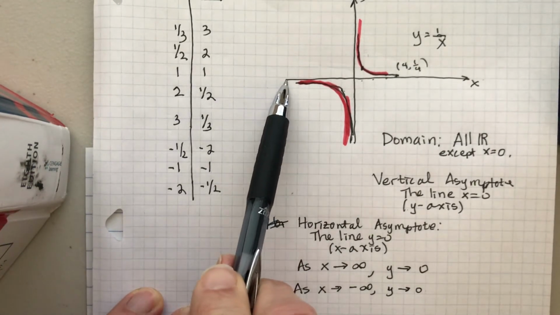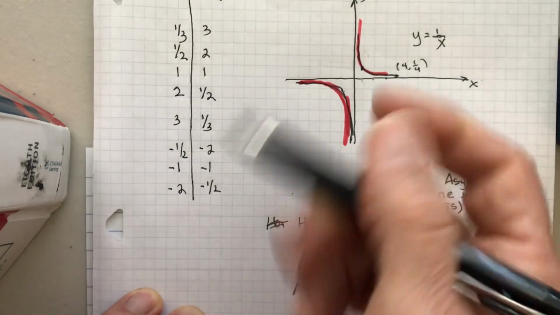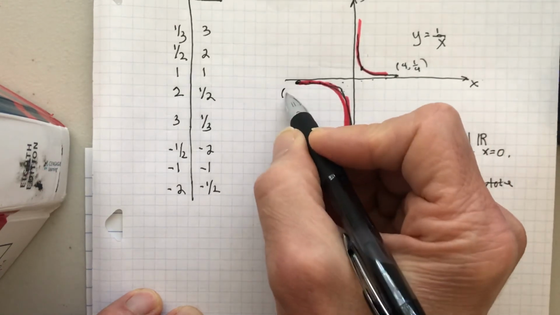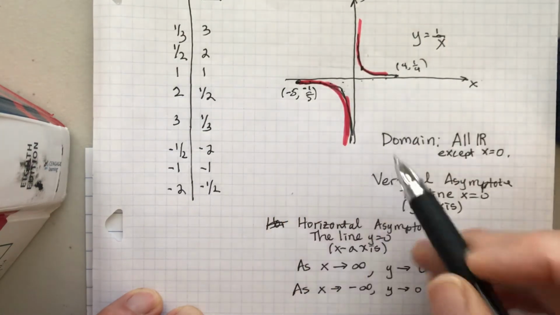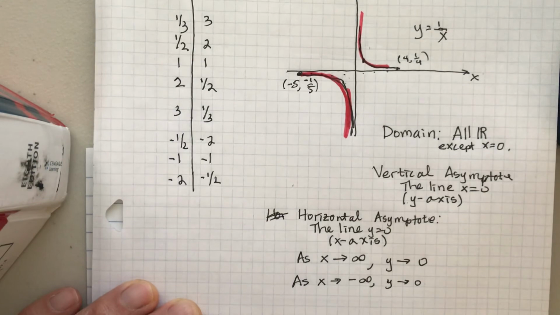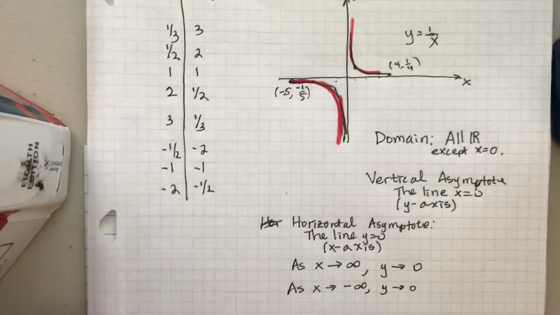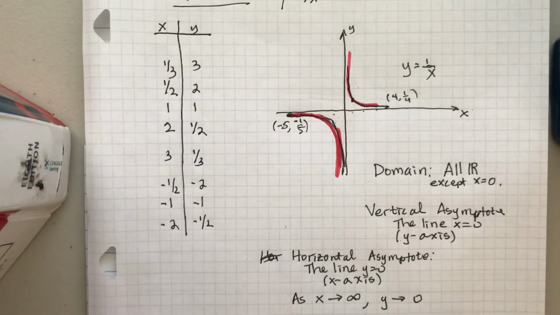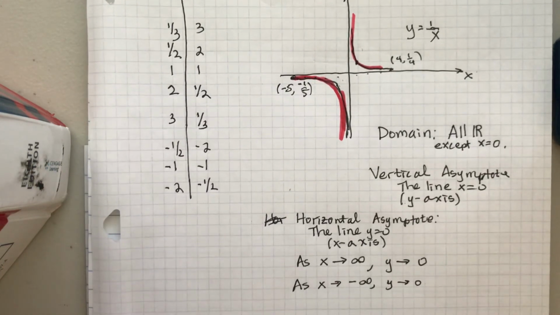As we go to the left, x becomes a large negative number. Okay, this point I have -5 for x. I get -1/5 for y. So as x becomes a large negative, y becomes a small number close to 0. All right, so this is an example of a rational function, very simple example.